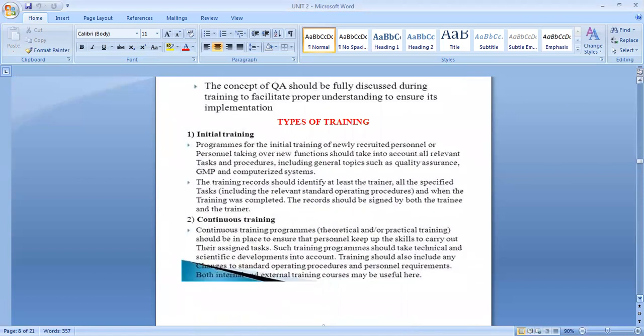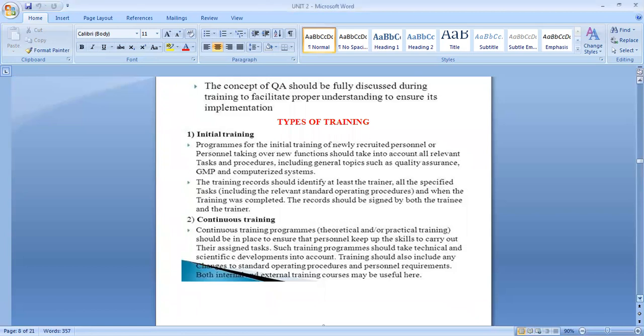The initial training includes the program for the initial training of newly recruited personnel or personnel taking over new functions. It should take into account all relevant tasks and procedures, including general topics such as quality assurance, GMP, and computerized systems. The training record should identify at least the trainer, all the specified tasks, and when the training was completed. The record should be signed by both the trainee and the trainer.